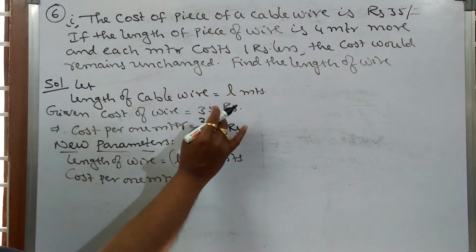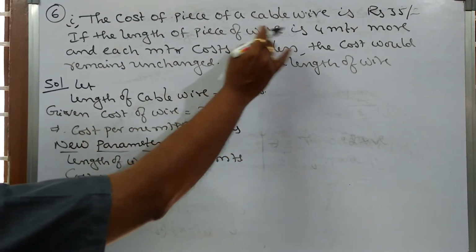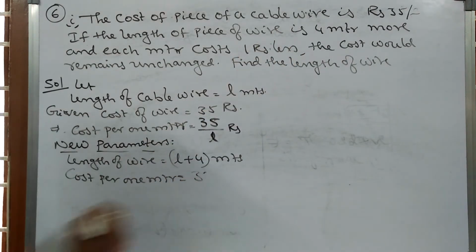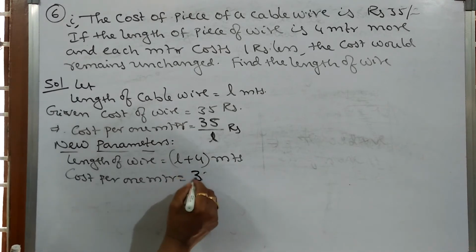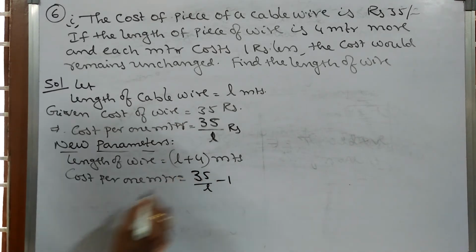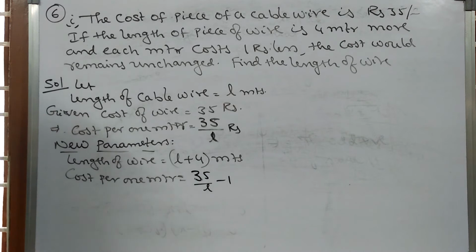So the actual cost is 35 by L. Now what is it saying? 1 rupee less. That means 35 by L minus 1 rupee. This is the cost per 1 meter.